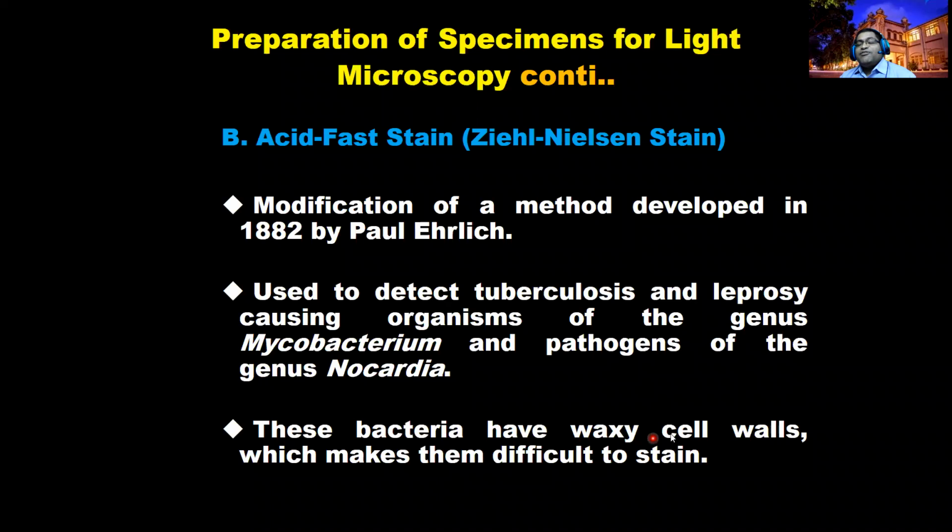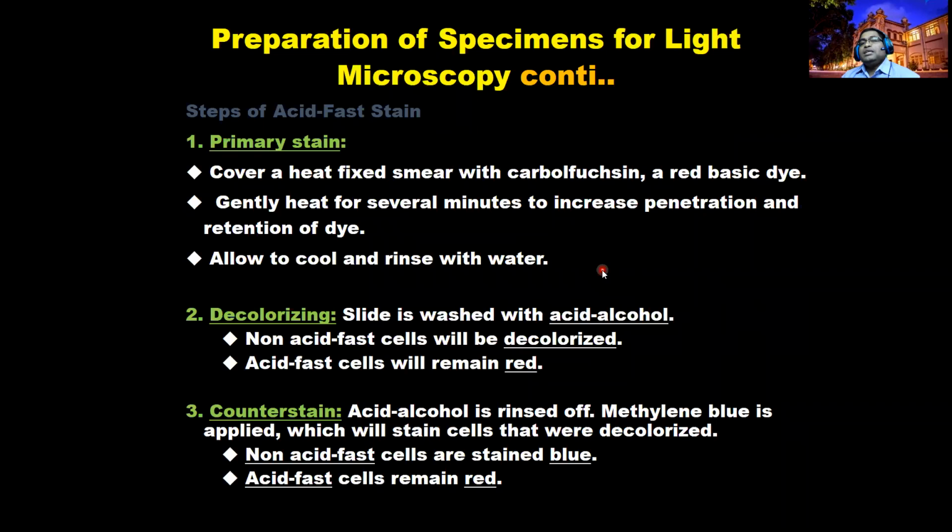These bacteria have a waxy cell wall. Instead of peptidoglycan, they have the waxy cell wall, which makes them difficult to stain. So you cannot stain them normally, and that's why the acid-fast stain is used. These are the basic steps of the acid-fast stain: the primary stain, decolorization, and counterstain.